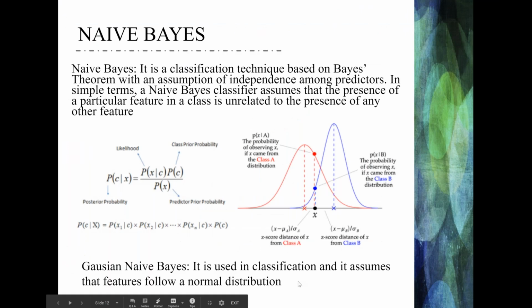Now Meghna is going to explain to you about naive Bayes. Naive Bayes is a classification technique based on the Bayes theorem, with an assumption that all the predictors are independent of each other. In simple terms, naive Bayes classifier assumes the presence of a particular feature in a class is unrelated to the presence of any other feature.